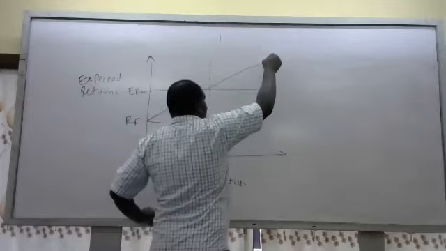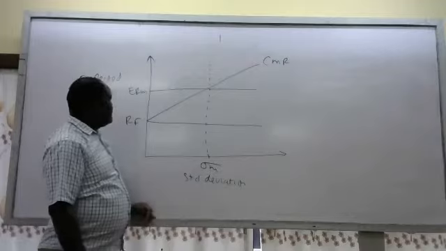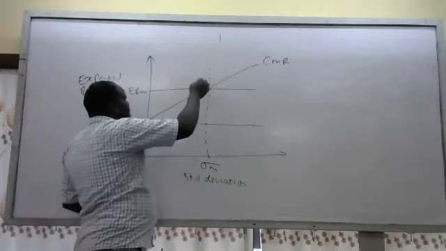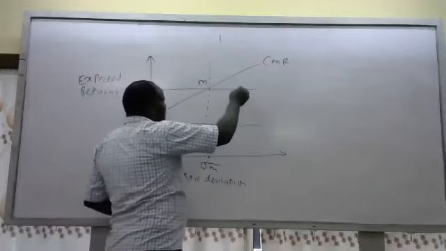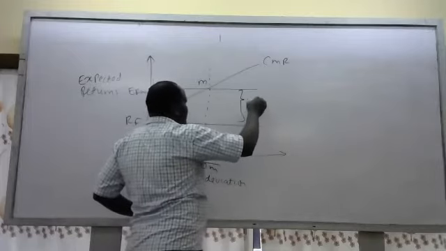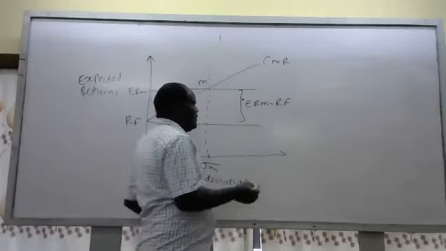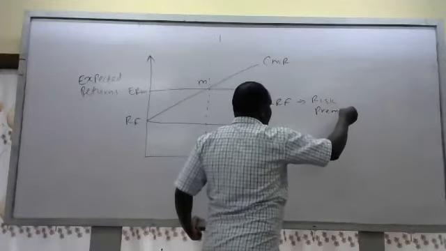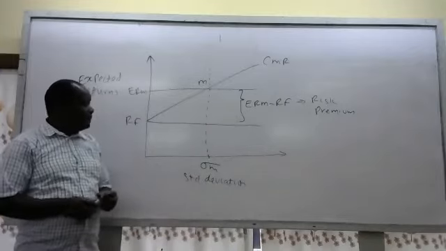So this is now our capital market line. This is the risk-free rate. Then that is expected return for the market. This part will be the market. So that part will be expected return of the market minus the risk-free rate, which is the same as the risk premium.